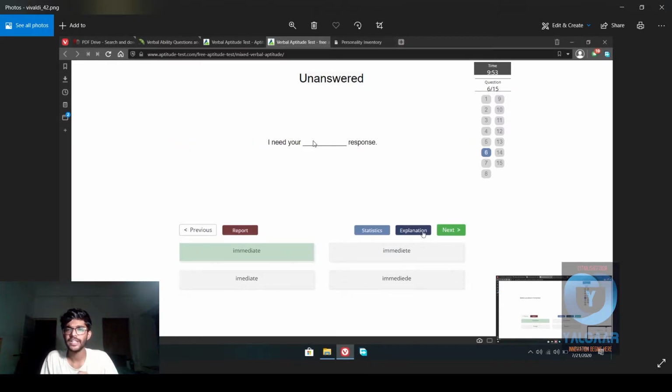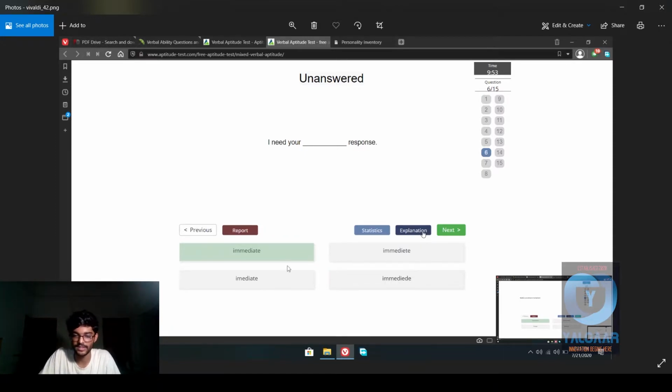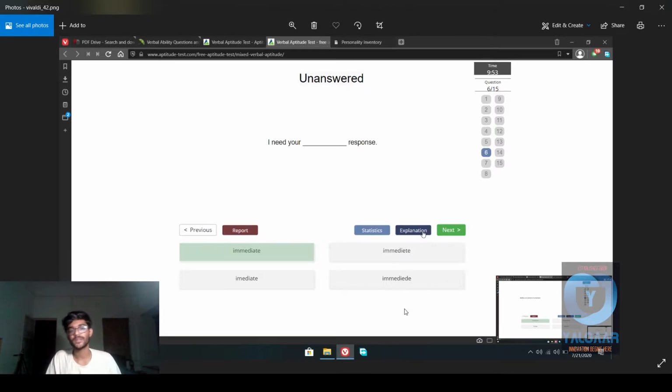Next, I need your dash response. You have to fill in the appropriate answer. So I need your dash response. Immediate. All of the 4 words are immediate, but they want the right spelling, and obviously immediate is spelled like this, not like this. There are double M's and there are 2 I's, but not in a continuous sequence, one after the other. That is the spelling of immediate, in immediate response.